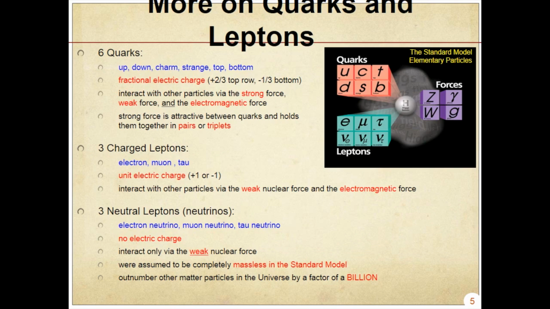Okay, a couple things to point out. They were assumed to be completely massless when first discovered and inserted into this standard model. The standard model is just the term we use that describes this picture of fundamental building blocks and the four forces that they experience. Okay, so some numbers about neutrinos. So I say down here that they outnumber other matter in the universe by a factor of 1 billion, and let me give you a sense of why that is.